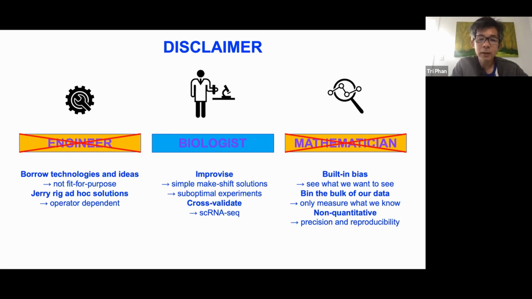So the upshot of all this, being a biologist trying to play in this space, is that we often improvise. We quite often have simple makeshift solutions, so our experiments may not be optimal. And so whatever we find, we think it's critical that we cross-validate that. Quite often that means using orthogonal methods, whether it be flow cytometry or single-cell RNA sequencing. And you'll see what I mean in a second.